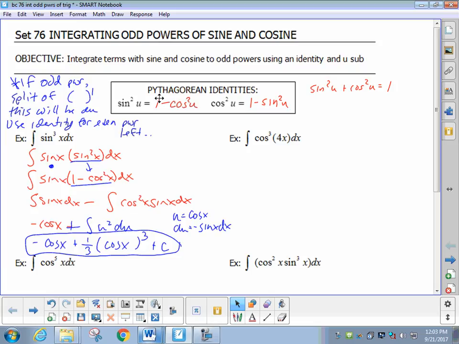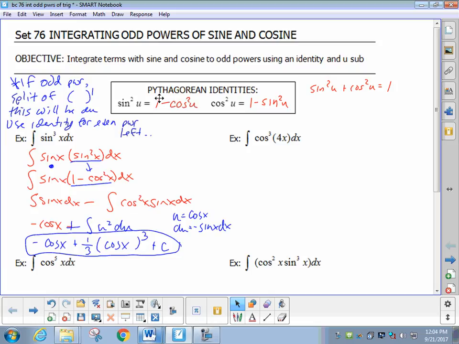All right, ready? Sorry, I'm slow. Okay, I had something like 1/4 sine of 4x minus 1/12 sine of 4x cubed. Should we go through it? Okay.